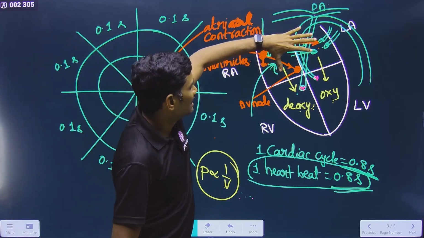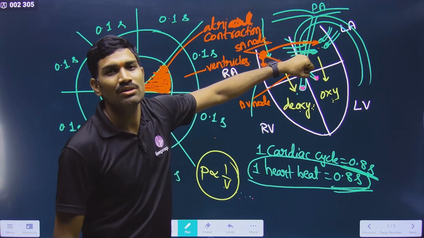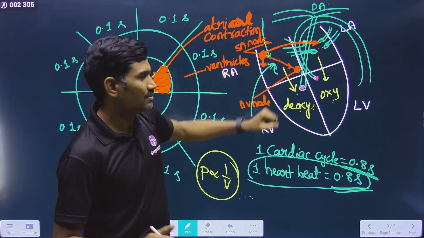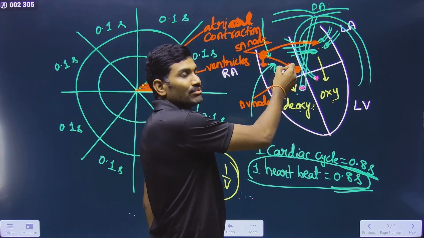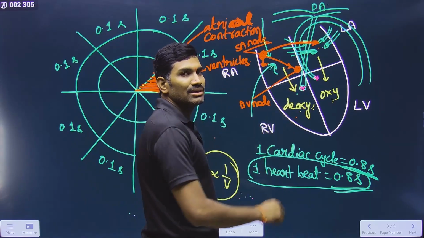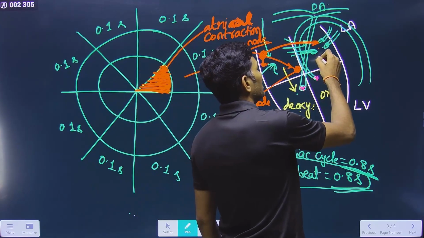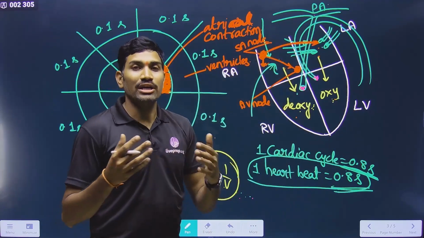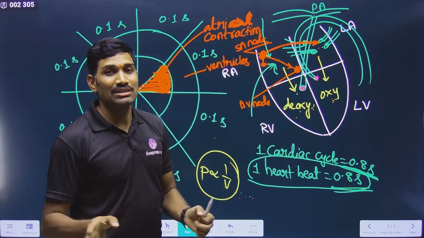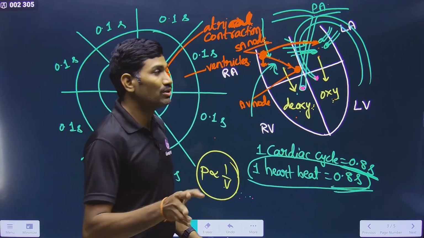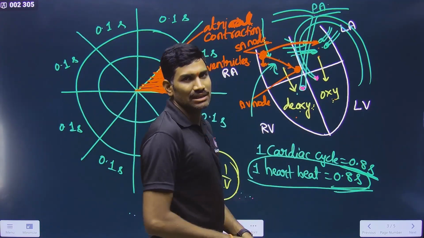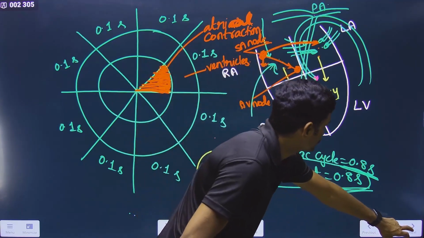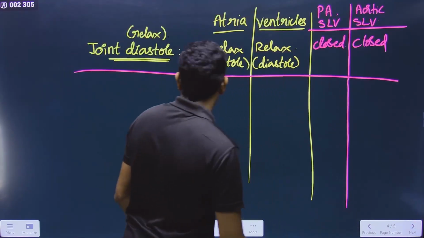So when atria undergo contraction, contraction means what? Systole. It is nothing but atrial systole. Atrial systole means what will happen here? Blood from this right atrium will go into right ventricle. Blood from left atrium will go into left ventricle. So in this way, when there is a joint diastole, passively, without any extra effort, automatically it is coming. Because at that time, these two are open.